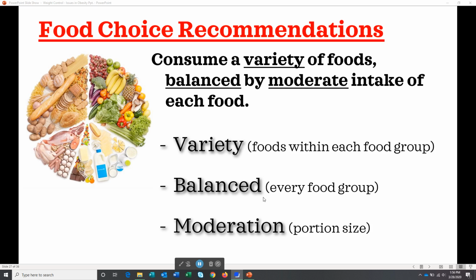Food choice recommendations: consume a variety of foods within the pyramid. We've all grown up looking at the pyramid of dairy, meats, carbohydrates, fruits and vegetables. Make it balanced and in moderation, and use a variety so it's not the same thing every time.